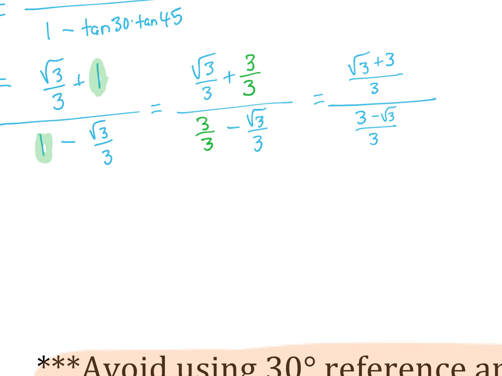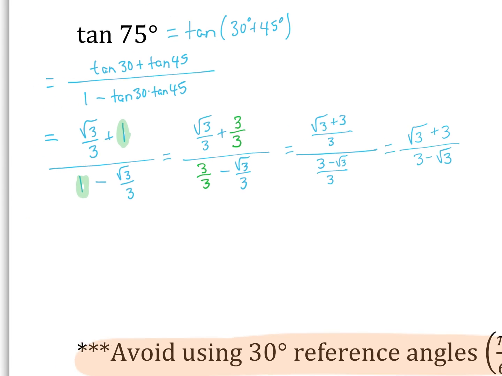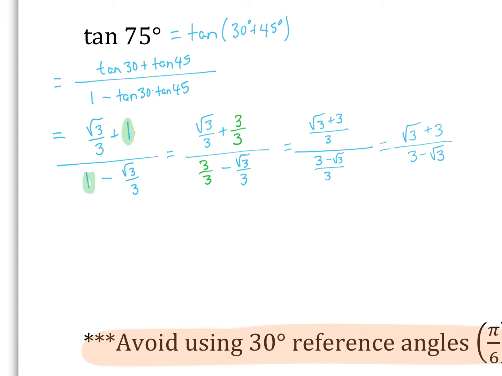At this point, we would need to do keep it, change it, flip it. And I need you to visualize what's going to happen if we do keep it, change it, flip it. The 3's in the denominator cancel out, divide out, and we are left with just what's in the numerators in top and bottom. Okay. So we just did that to clean up and get rid of the fractions within the fractions.